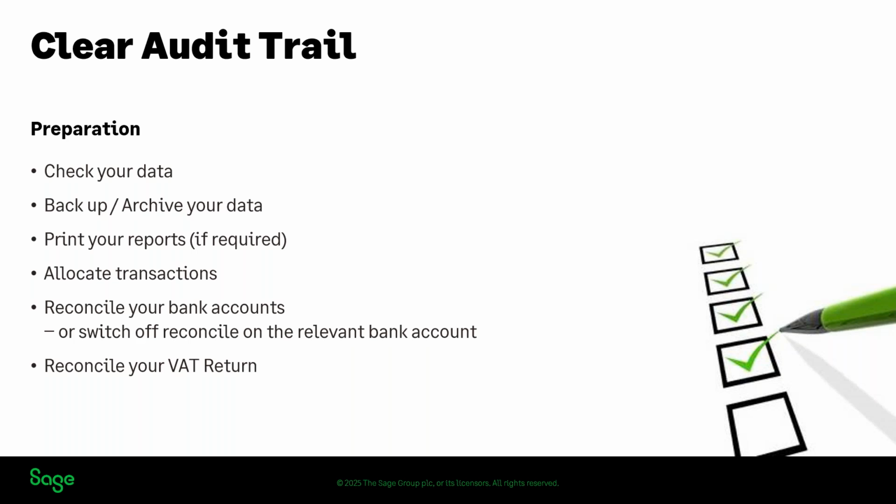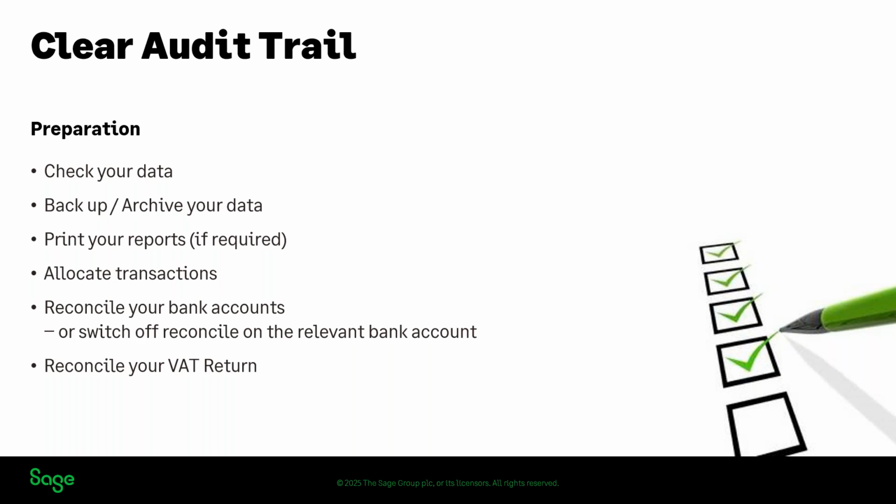Well, there's a couple of things you can do. Obviously, we'd always recommend that you check your data. Make sure you back up your data as well, because you are going to be removing information. Now, you will be prompted to take a backup during the clear audit trail process itself. But there's also an option where you might want to think, right, well, actually, I want to archive my data. Now, if you're running the clear audit trail immediately after running your year end, then you wouldn't need to create another archive. It probably would have created that archive as part of that year end.